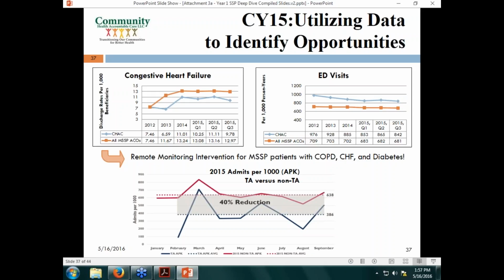And so some preliminary data, and I will say that this is data from last fall, so I'm eager to see my next bit of this data, is showing a preliminary reduction in admits per 1,000 for the folks that are in this program. So far it is looking promising. I have not seen my end of year 2015 data yet, and I'm eagerly awaiting it. So that's what I want to say about some of the work that CHAC is doing.